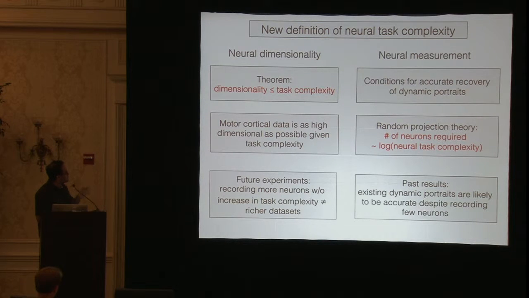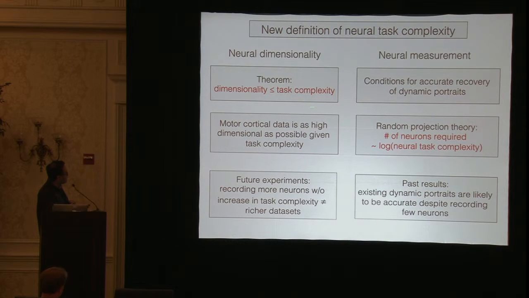So we pursued this idea, and the question is, how do we make this idea quantitative? So we came up with this new definition of neural task complexity that takes into account two distinct pieces of information, the complexity of the task and the smoothness of neural activity patterns. And then we proved a theorem that neural dimensionality must be less than or equal to our measure of task complexity.